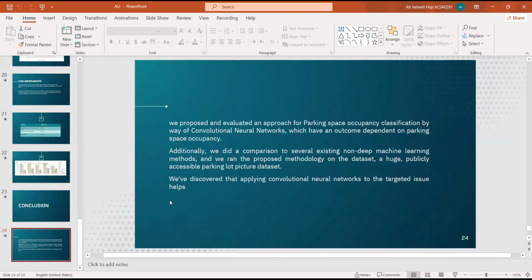In conclusion, we proposed an approach for parking space occupancy classification using a convolutional neural network, which gives an outcome dependent on parking space occupancy. Additionally, we did a comparison with existing non-deep machine learning methods, and we ran the proposed methodology on a huge publicly accessible parking lot picture data set. We have discovered that applying a convolutional neural network to the targeted issue helps.